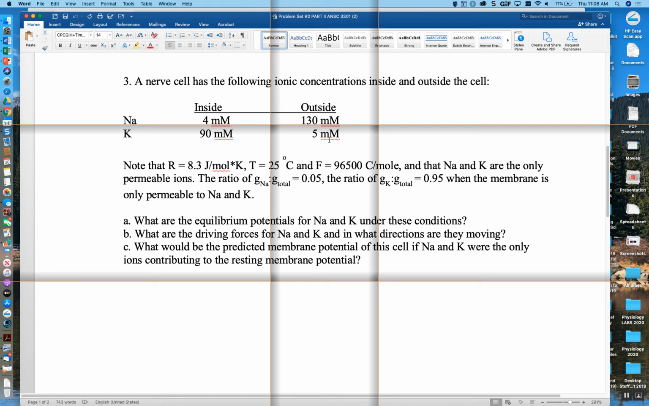You can also turn to your neighbor. You can work together, perfectly fine. The temperature is 25 degrees Celsius. Remember, you have to convert that to Kelvin.